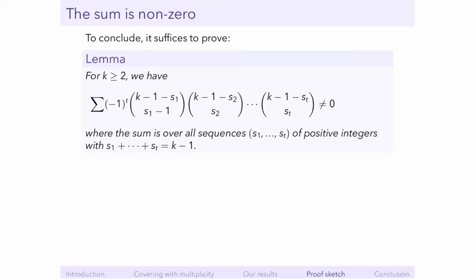Okay, does anyone have any ideas for how you could prove that something like this is non-zero? Yeah, so I mean, this is really not obvious.